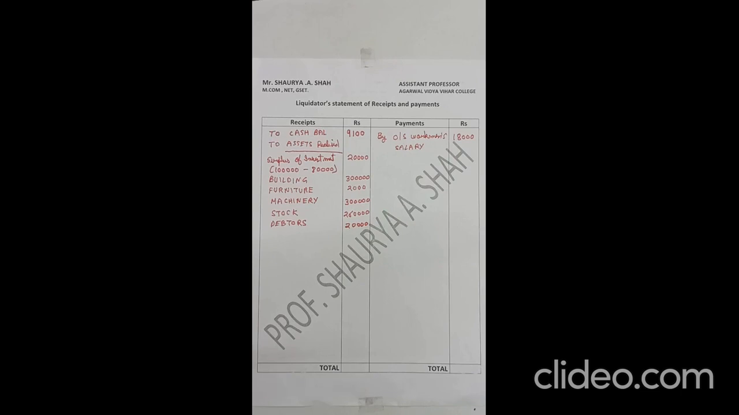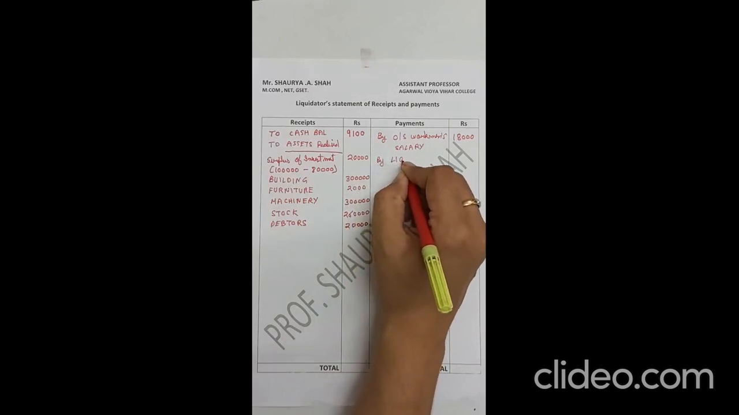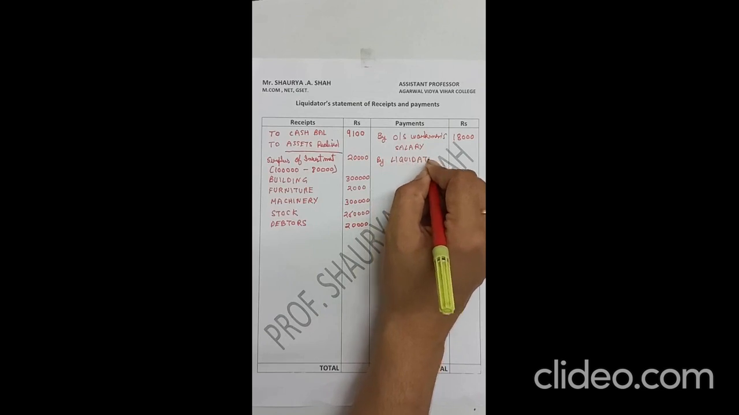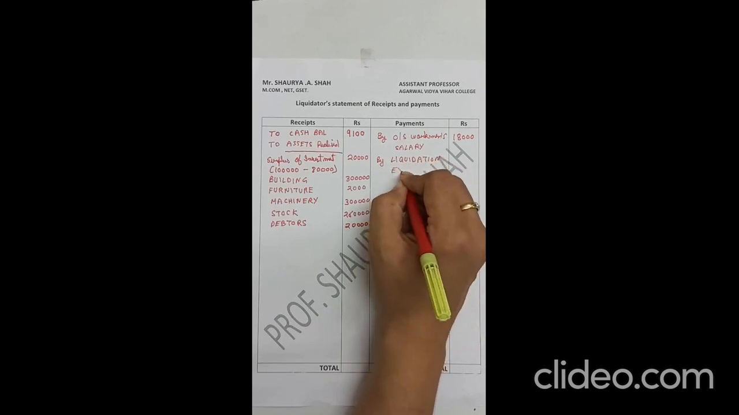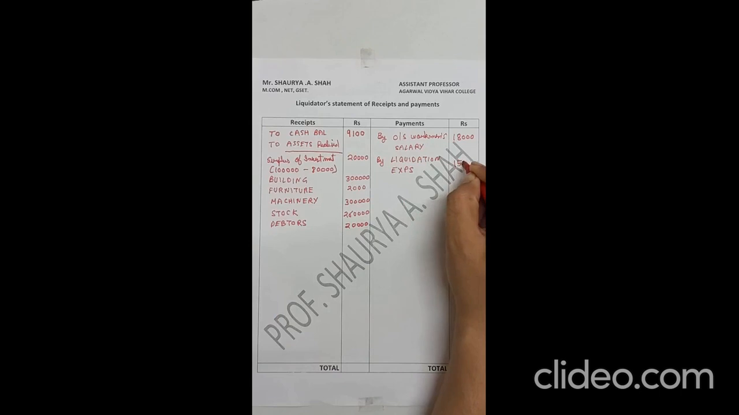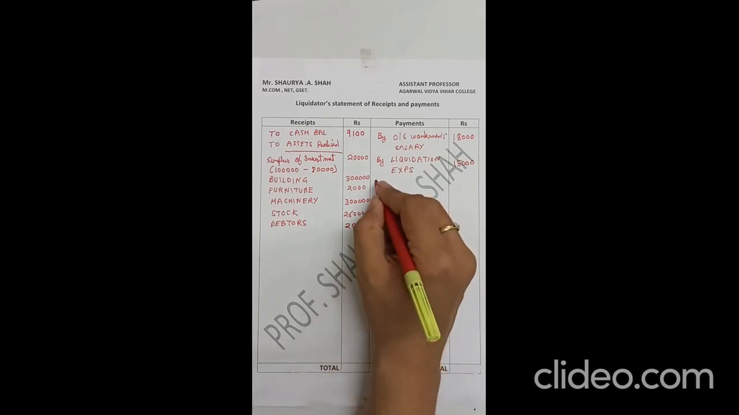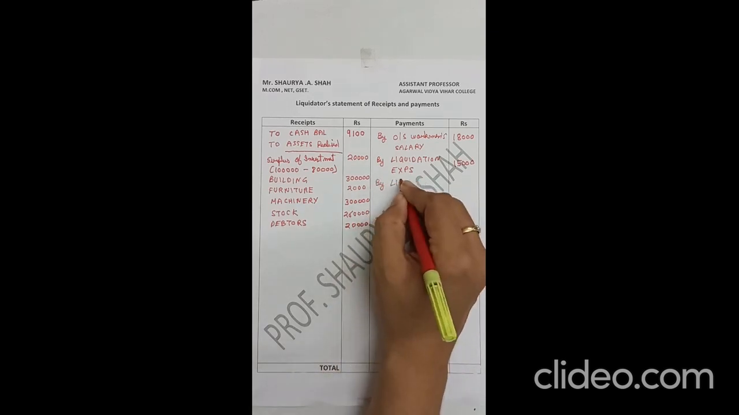Now the next thing, after your secured creditors are done, the first thing you need to pay is your liquidation expenses and liquidator's remuneration. Now in this sum very clearly the liquidation expenses are also given, students. Liquidation expenses stand at 15,000 rupees. So I will write down "By liquidation expenses, 15,000 rupees." After you pay the liquidation expenses, dear students, you need to pay liquidator's remuneration also at this stage only.